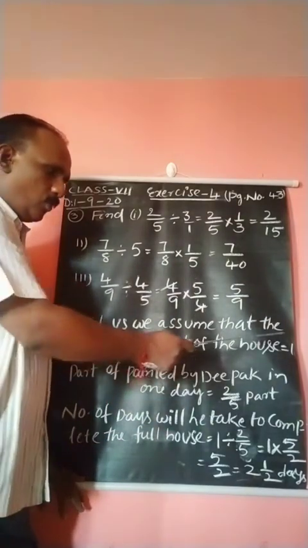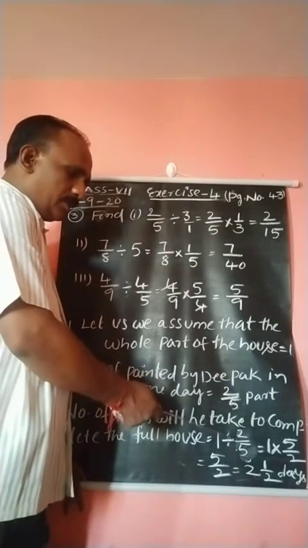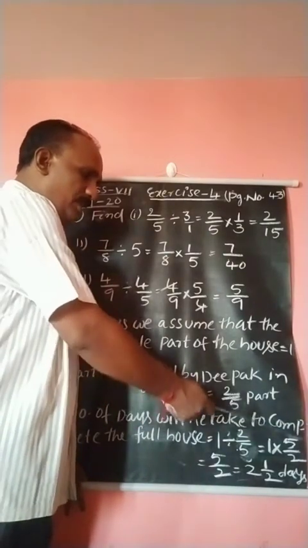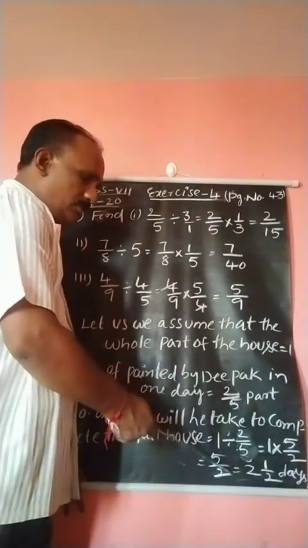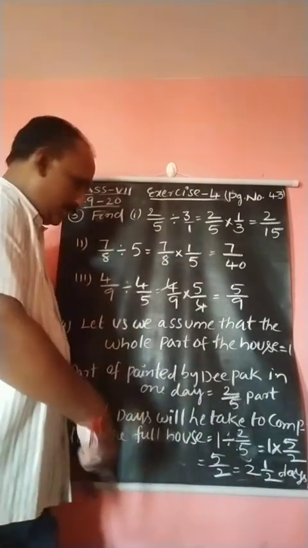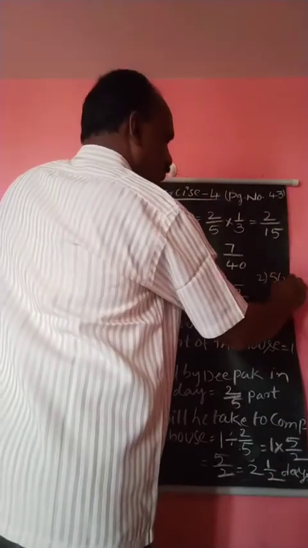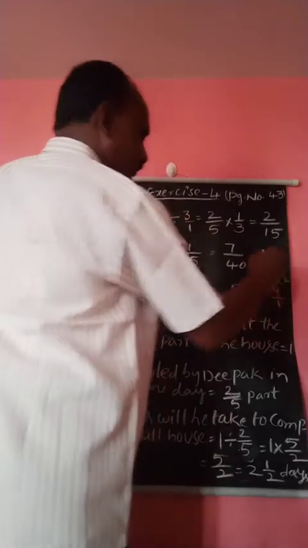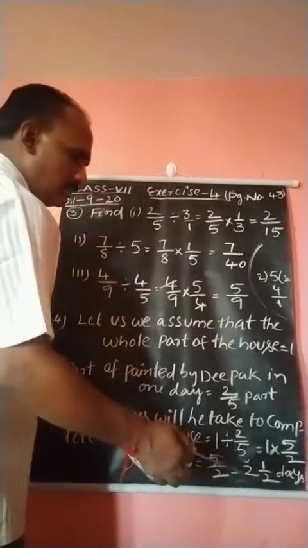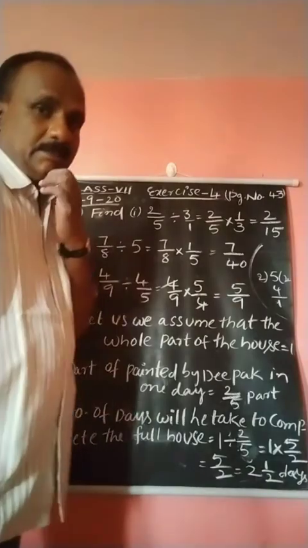That is equal to 1 divided by 2 by 5. The division can change into multiplication. 1 into 5 by 2, which is 5 by 2. 5 by 2 can be written as 2 and 1 by 2. 5 halves is how much? 5 can be divided by 2. 2 twos are 4, remainder 1. So 2 1 by 2. That means he will take 2.5 days to complete painting the house.